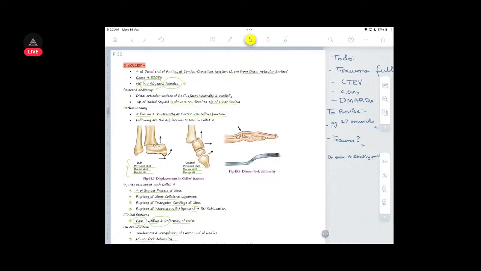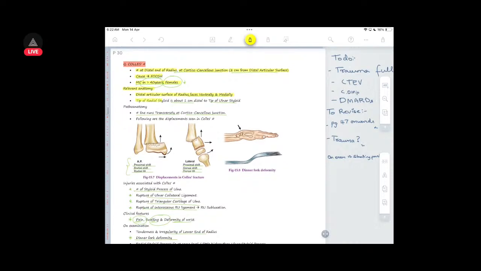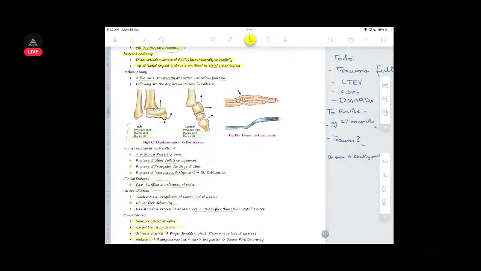Then you have Colles' fracture, which is a fracture at the distal end of the radius at the corticocancellous junction, which is 2 cm from the distal articular surface. The cause is a fall on an outstretched hand, and it is most common in females more than 40 years old. Relevant anatomy: the distal articular surface of the radius faces ventrally and medially. The tip of the radial styloid is about 1 cm distal to the tip of the ulnar styloid. It is more distal.